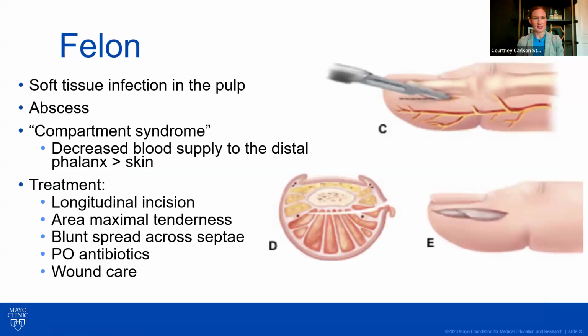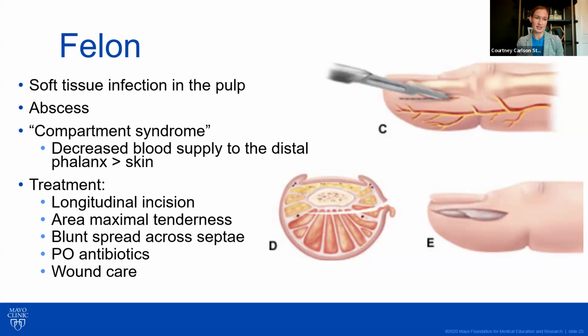And then similarly, but slightly different, treatment of a felon. This is a soft tissue infection that can develop in the pulp. Again, it will form an abscess if left untreated. And it's also almost been described as like a compartment syndrome within the pulp. So if severe and left untreated, it can actually affect the blood supply to the distal phalanx as well as the skin eventually if it gets bad enough.